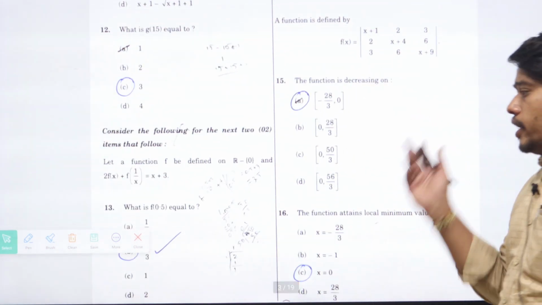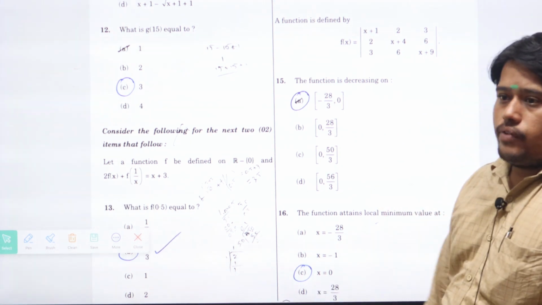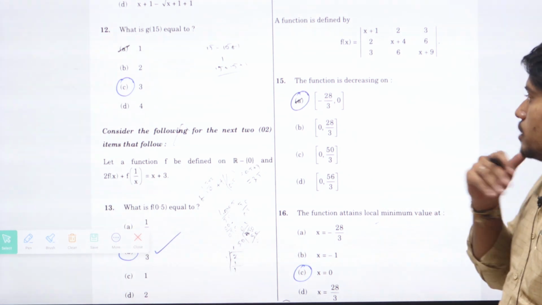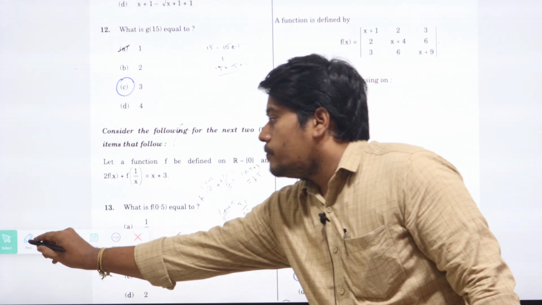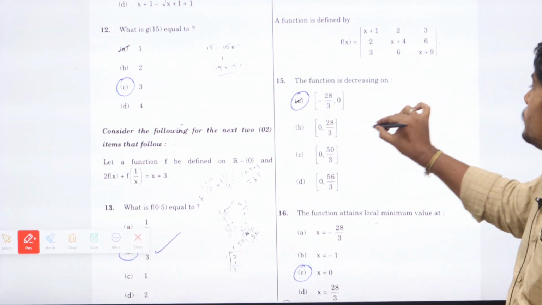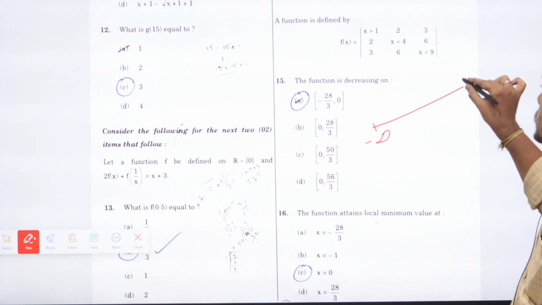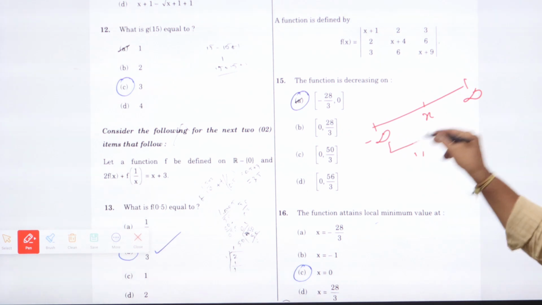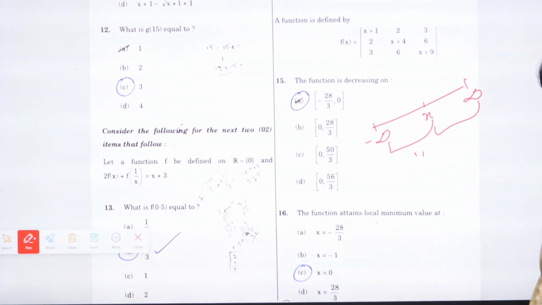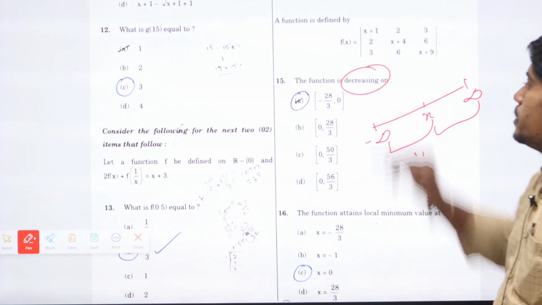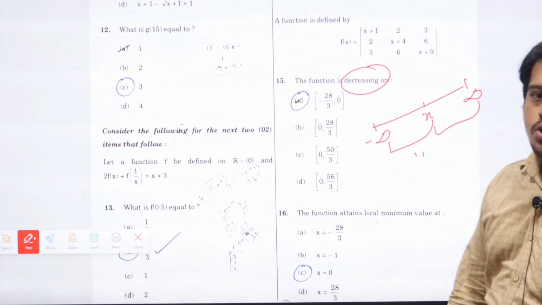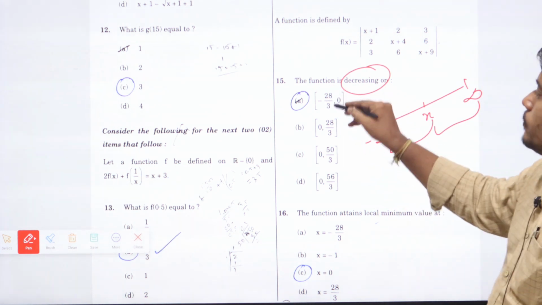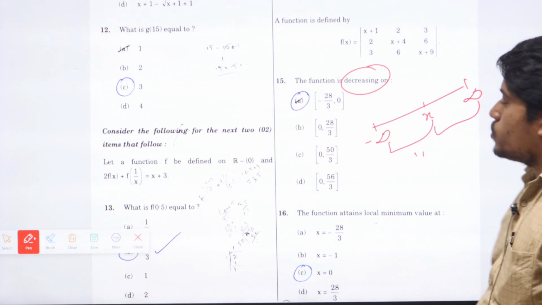Expanding forms a cubic equation. After that you have to find increasing, decreasing, as well as local maximum and minimum. For increasing and decreasing of the given function f of x, you have to differentiate, find the x values, and draw a line graph from minus infinity to plus infinity. Substitute some x values to see in which interval the function is increasing or decreasing. The problem is based on decreasing, so the function is decreasing in the closed interval from minus 28 divided by 3 comma 0. So option A is the right answer.